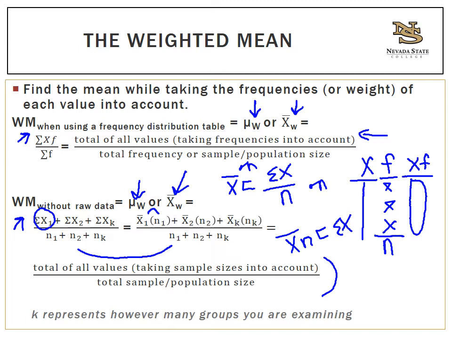Now you see this little k here? That just means that this formula can go on forever. If you had 4 groups, you would have mean 1 times n1 plus mean 2 times n2 plus mean 3 times n3 plus mean 4 times n4, and then the denominator you'd have n1 plus n2 plus n3 plus n4. So it can just go on forever, however many groups that you are trying to combine to get a weighted mean for.